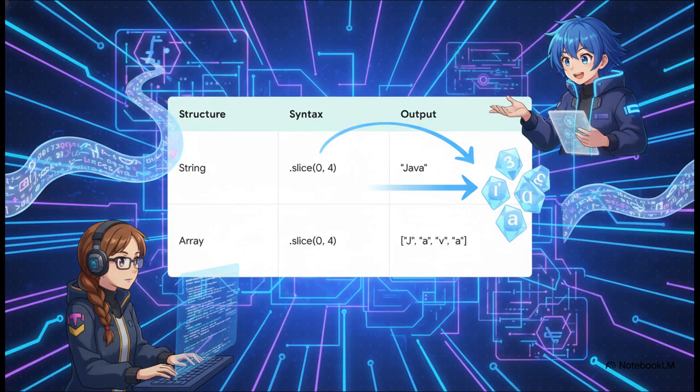Check out how strings and arrays compare. The syntax mapping is completely identical. Whether you're slicing a text string from 0 to 4 or an array of individual letters from 0 to 4, the code doesn't change one bit. That's what makes the slice method a truly universal tool. It gives you infinite precision across your entire code base.